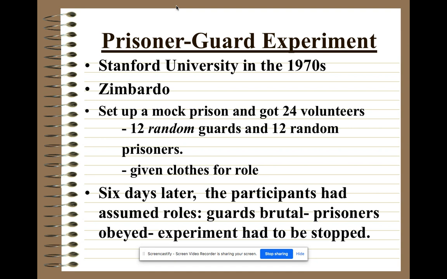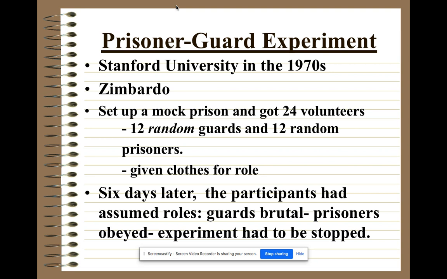When the prisoners didn't obey, the guards got brutal. They would lock them up, they would beat them. And actually what ended the experiment, according to a lot of studies, is it was found during a cell search that one of the prisoners had started to sharpen the back end of his toothbrush to turn it into a shiv to stab one of the guards.